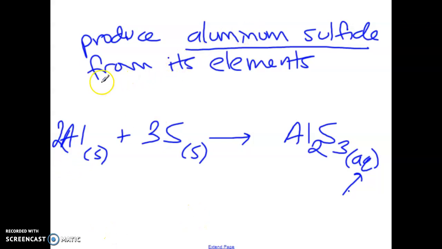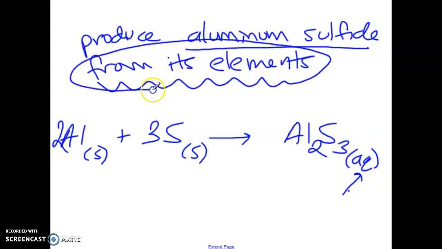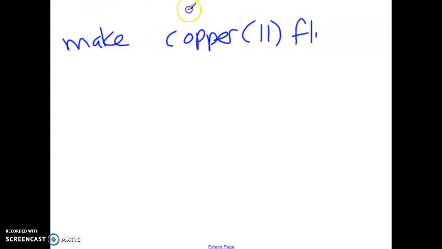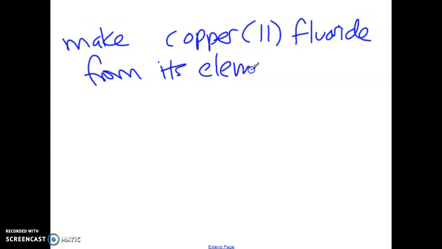So when it says from its elements, what that means is the elements that make up that compound are going to be used as reactants. So same thing with, let's say, give this one a try. We're going to make, let's say, copper 2 fluoride from its elements. Okay, so give this a try.